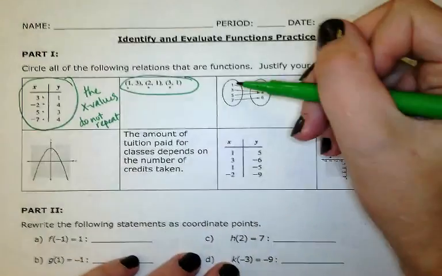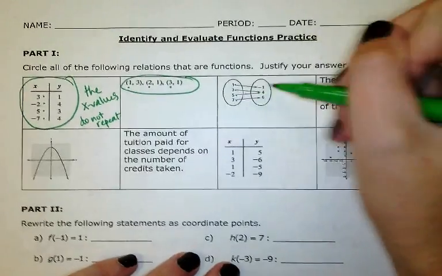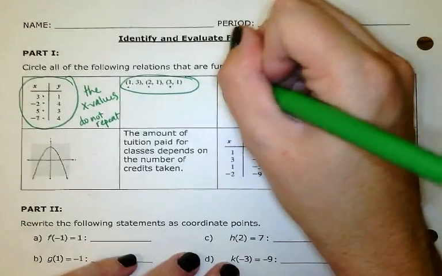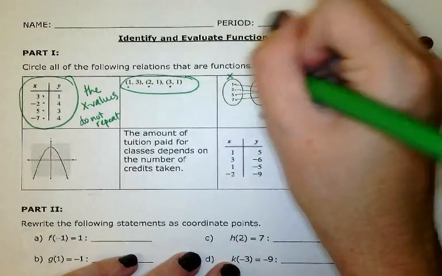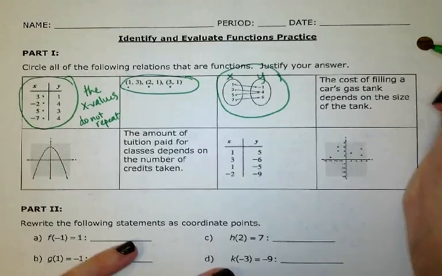All right, let's take a look at this guy over here. 1, 3, 5, 7. Do any of these guys have more than one arrow coming out of it? No, remember this is your x and your y. So this is also a function. Man, these are like all functions, okay?